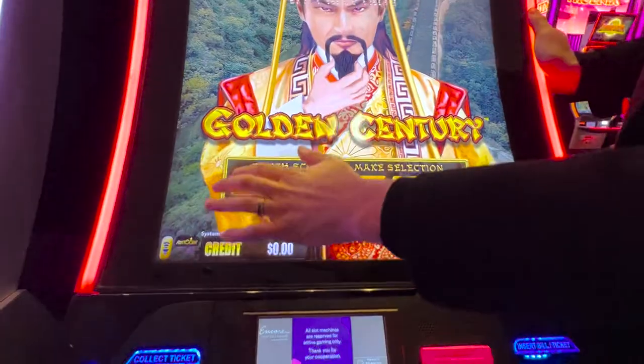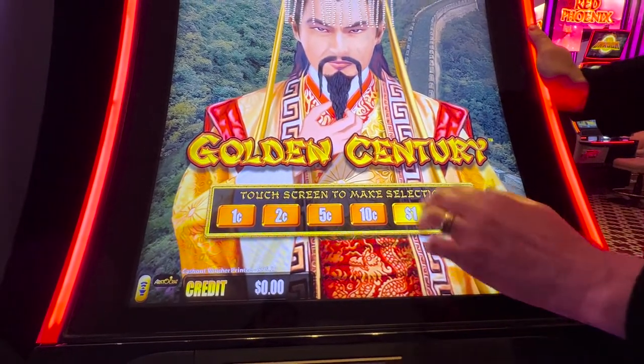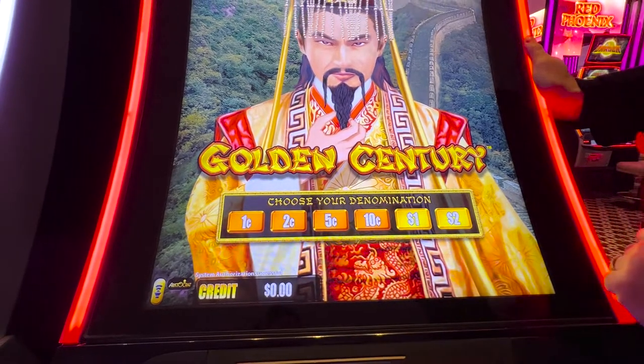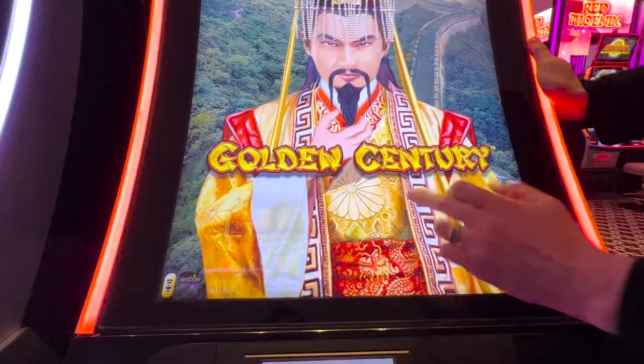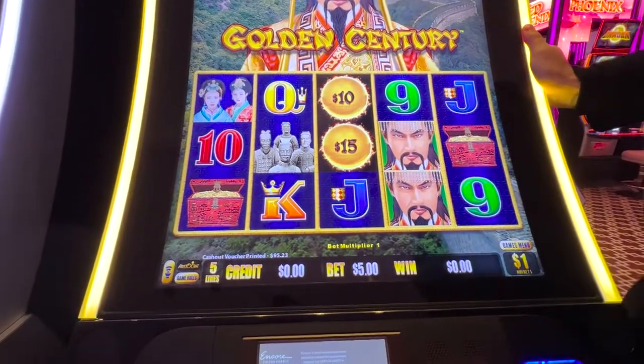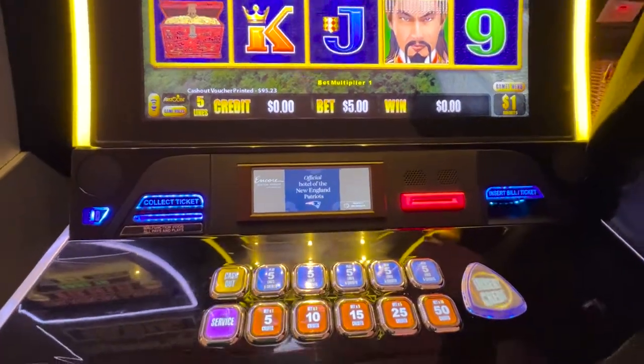So, you have 1 cent, 2 cent, 5 cent, 10 cent, $1, and $2. This is a multi-denom game. You can play within the 2 cent realm, the $1 realm, and they all have different credit or bet options. Let's get into credits.